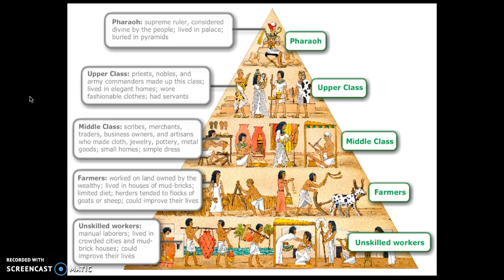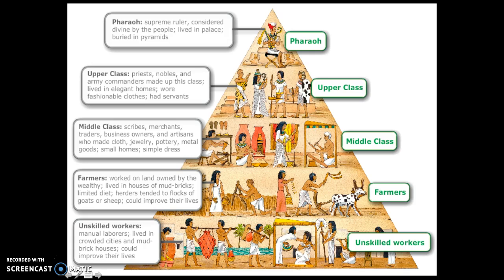Now, beneath that level was a small group of upper class people made up of priests, army commanders, and nobles. Next comes a larger group of skilled middle class people, such as traders, scribes, artisans, and shopkeepers. And then at the bottom was the largest group of farmers and unskilled workers. And so this is the makeup of Egypt's social pyramid. So take this diagram and on your classwork, go ahead and complete questions 1 through 8 using the diagram seen above.